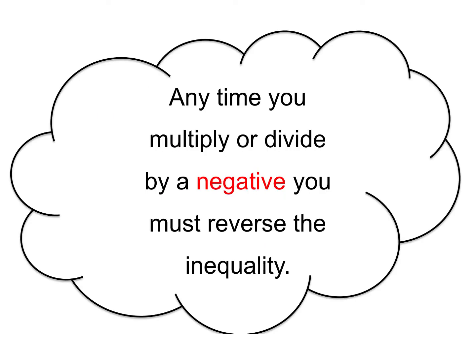And one last piece of information. This is important information that we normally forget. It says anytime you multiply or divide by a negative, you must reverse the inequality. Very important that we remember this, because depending on the inequality that you're solving and how you're solving it, you might have to reverse the inequality symbol.